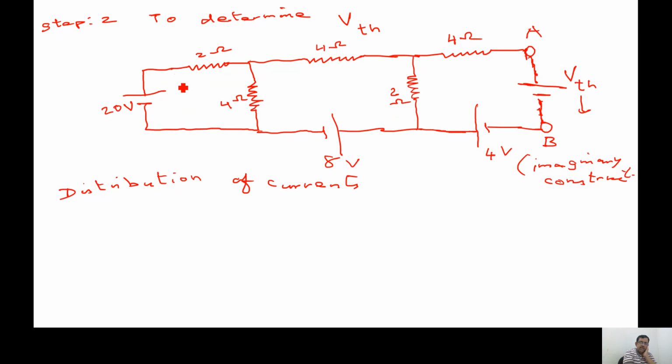So I have here, this is loop 1. This is loop 2. If I take the entire path from here, go up to here and come back here, that is loop 3. And then to find VTH, I can apply it on this loop 4. And there can be other loops also. But our aim is to find the distribution of currents, so let us first focus on that before we attempt to find VTH.